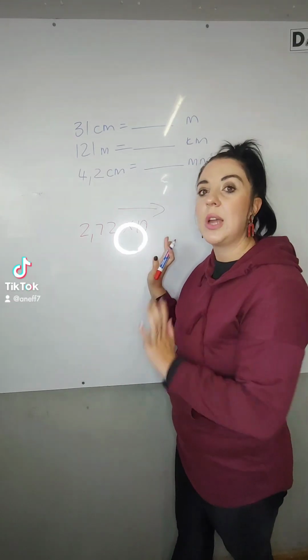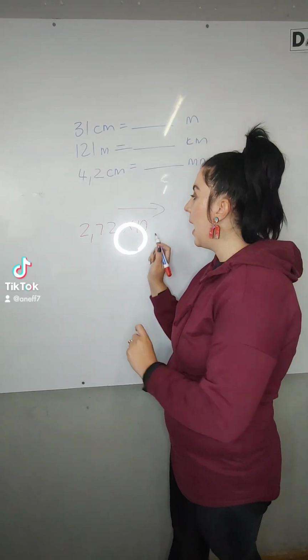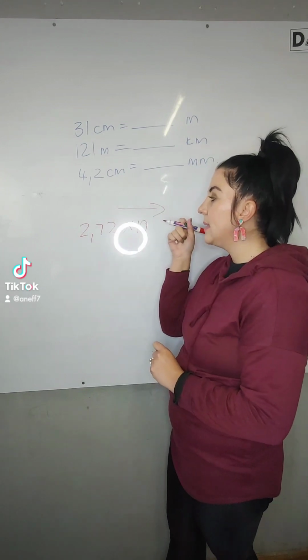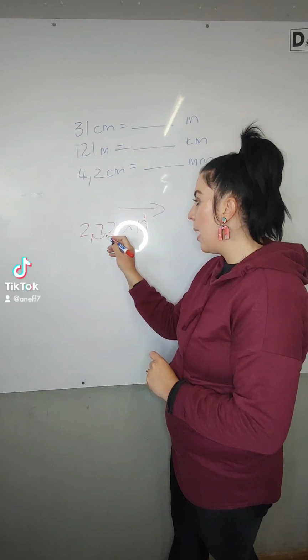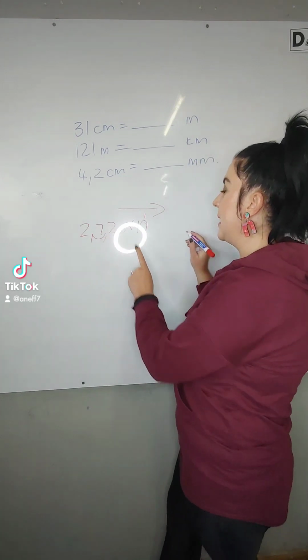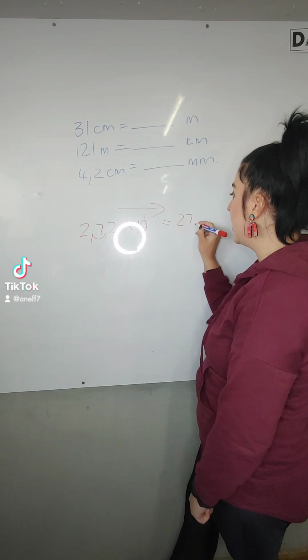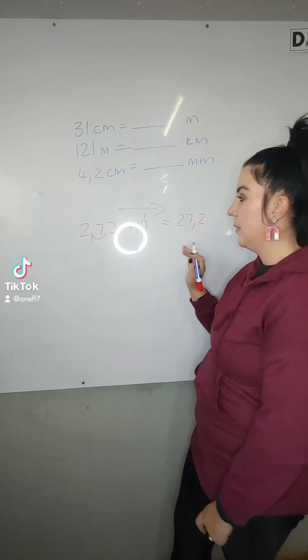So here we are times with 10. So now I'm going to move my comma to the right hand side 1 time. Look like this. Now my comma is going to be at the back of the 7. So it's going to be 2, 7, comma 2.